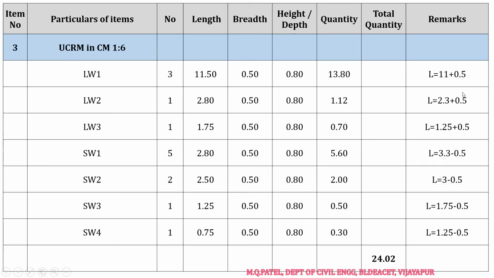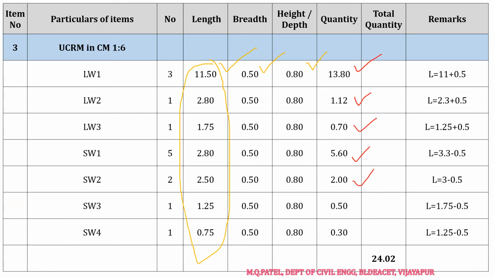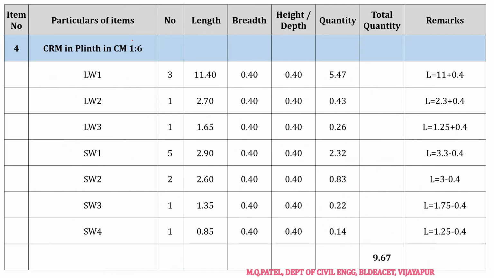So instead of 0.8, if you do it as 0.5, you will be getting these answers, these lengths. Once you get this length, breadth and depth, you will easily be able to get the results. Finally if you add up, you'll get the answer as 24.02 cubic meters. Then next, we'll go to the coarse rubble masonry.